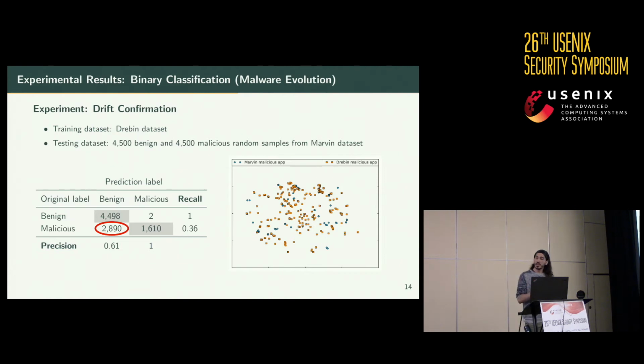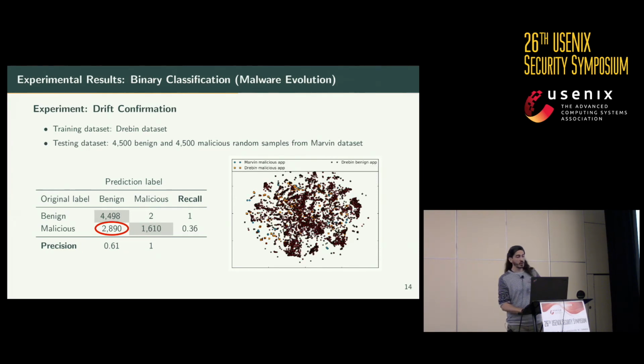And of course, I'm plotting this in a two-dimensional space, but all these objects have more than 100,000 features. So I'm reducing this dimensionality with t-SNE, an algorithm that tries to keep the distance in high-dimensional space also in low-dimensional space. So from the graph, we can see that the Marvin malicious applications, the blue dots, some of them are already quite far from the Drebin malicious applications, the orange squares.